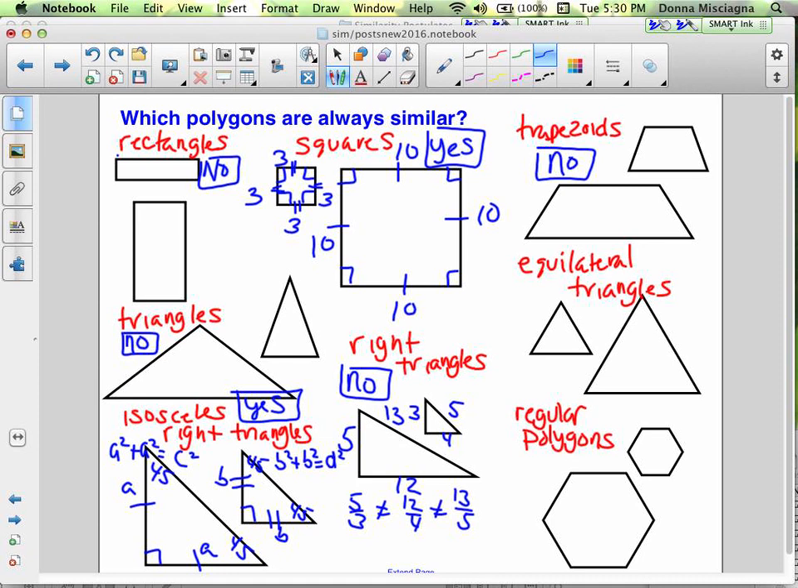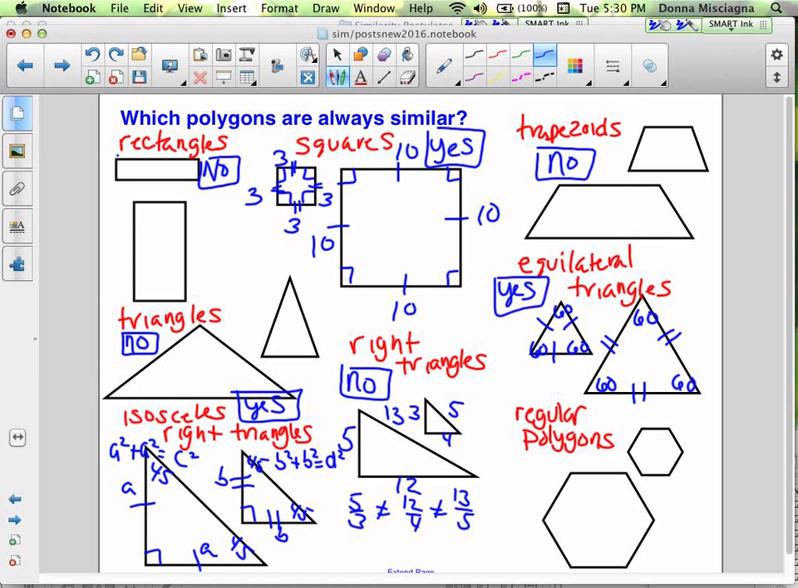So just generic right triangles, no. Isosceles right triangles, yes. Equilateral triangles, of course we have all of our sides congruent and all of our angle measures are exactly the same. They're all 60 degrees here. And so you can see that you're going to be comparing the same three sides to the same three other sides, and all the angles are congruent. This one was a yes.